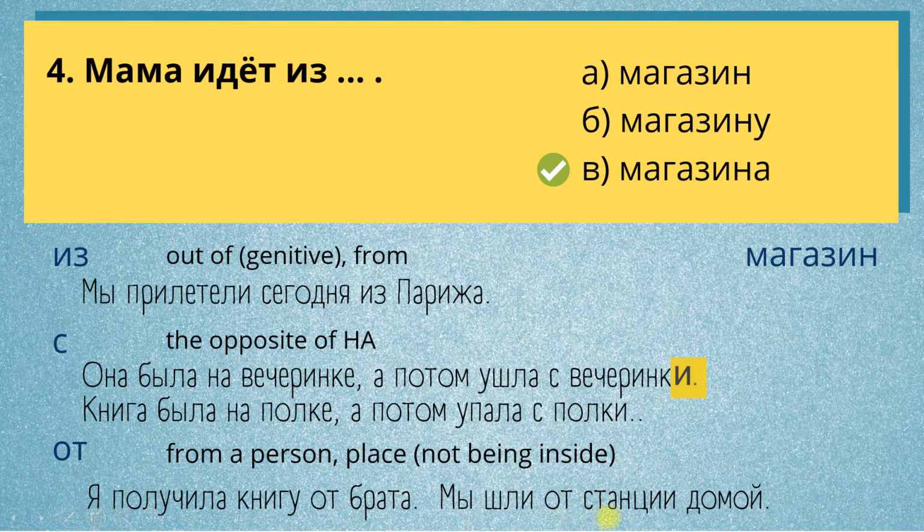We were not at the station. Maybe we were somewhere near this station. That's why мы шли от станции. But it doesn't mean that we were at the station. We were not inside this place. Из, с, and от. All of them are different, but can be translated as from. And after each of them, you will have genitive case.